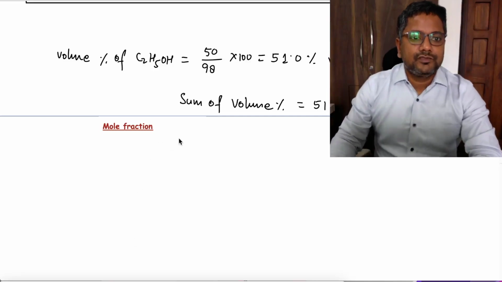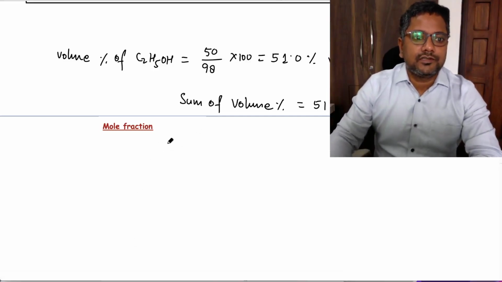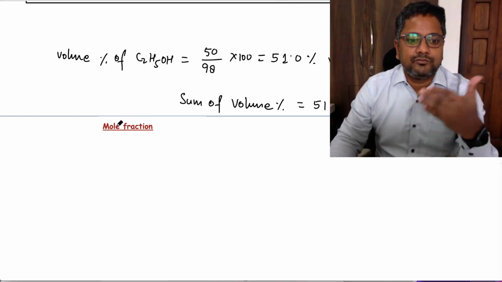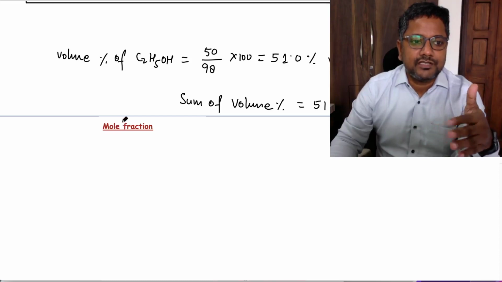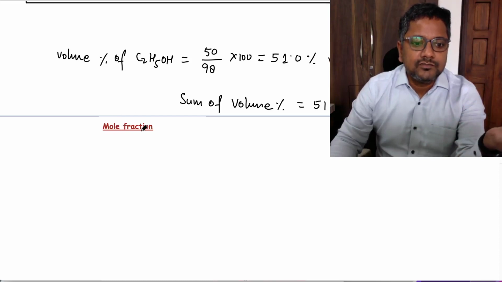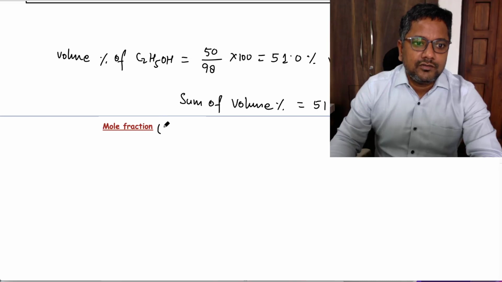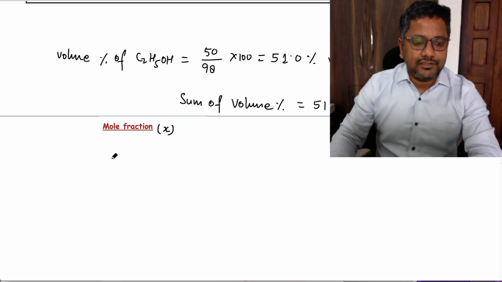Well, see this next concentration term, mole fraction. See, fraction is common, only mole here attached. So in the previous case, mass fraction is there. So now there is mole fraction. So fraction of moles in the mixture, right? So for this we have a standard symbol X, right?